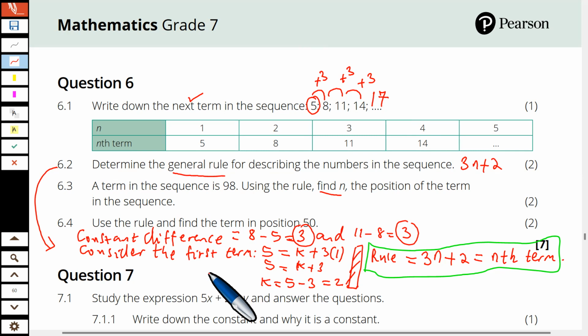Now 6.3 says the following: a term in the sequence is 98. Using the rule, find n, the position in the sequence. So in other words, using the rule, the rule is that 3n plus 2 is equal to the nth term. So we have 3n plus 2. What is the nth term? It is exactly 98.